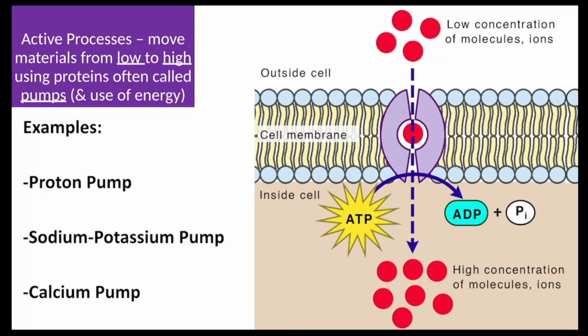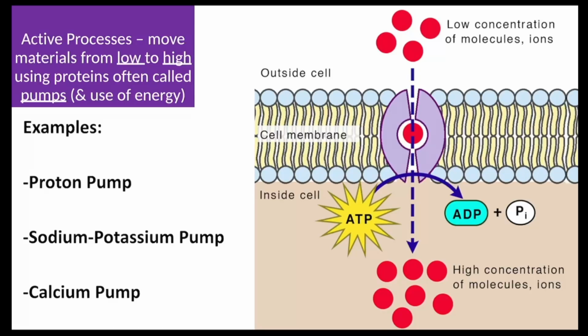So what are the active processes? Again, that means we need to use energy. So we only would need that if we're going from low to high concentration. Because if we're going high to low, that just happens naturally. But if we're going from low to high, we're going to have to use ATP.